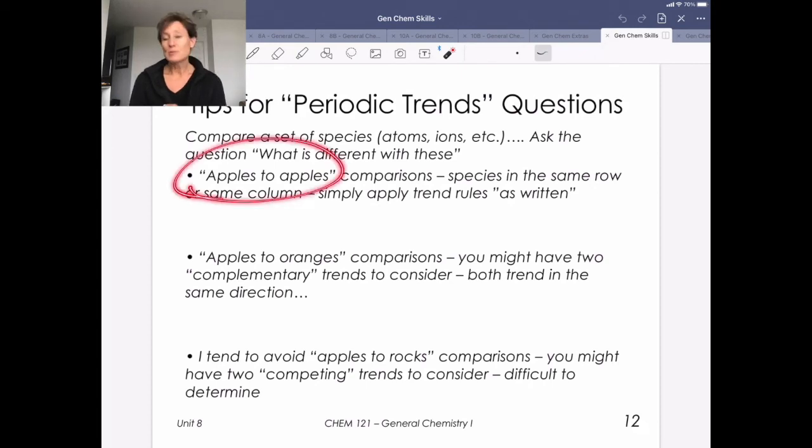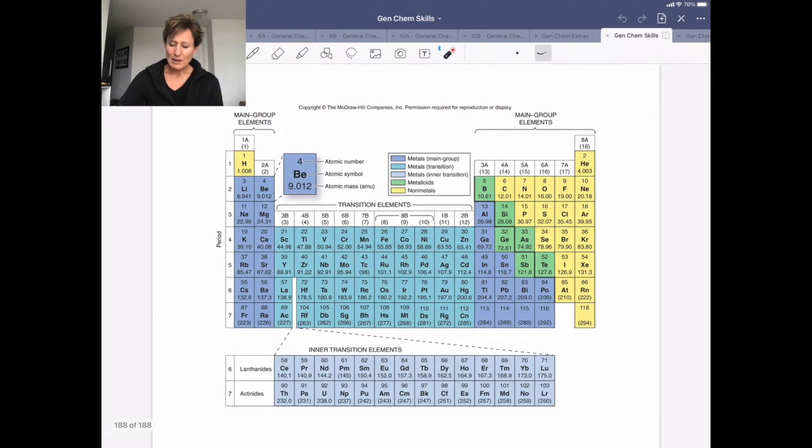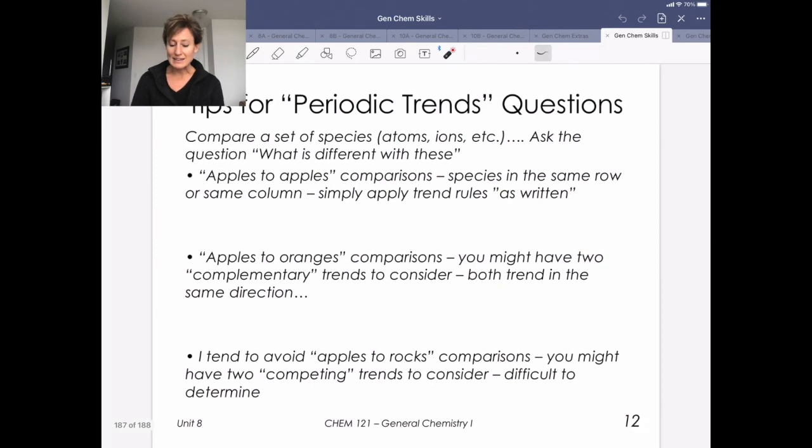So I love apples to apples comparisons. What does that mean? Well, I might ask you about species that are in the same row or the same column. I'd sort of classify this as the easy answer. You're going to apply the trend rule as written. For example, I might give you the halogen series, fluorine, chlorine, and bromine. All you're doing is comparing the trend as you go down a column. Or I might give you nitrogen, oxygen, and fluorine, something as you go across a row. So I consider those to be the easiest. You're comparing something directly and you'll be able to more easily apply a trend.